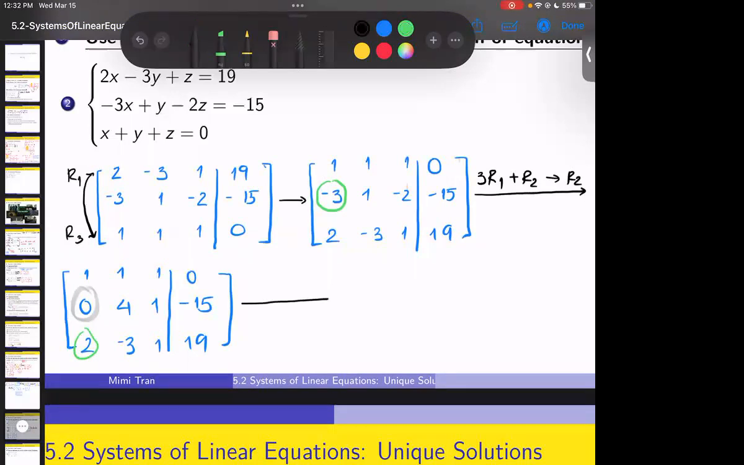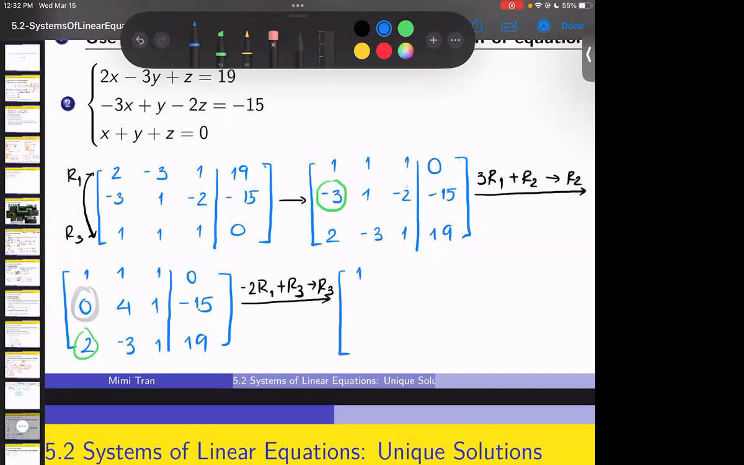Any suggestion? How would I eliminate 2? Should I use row 1 or row 2? Well, the only top 2 possibilities. Row 1, right? You can't use row 2, it's 0, right? You multiply everything by 0, 0, not helping. So still using row 1. So I have to multiply row 1 by negative 2. You guys see the pattern now? Negative 2 times R1 plus R3 gives me the new R3.